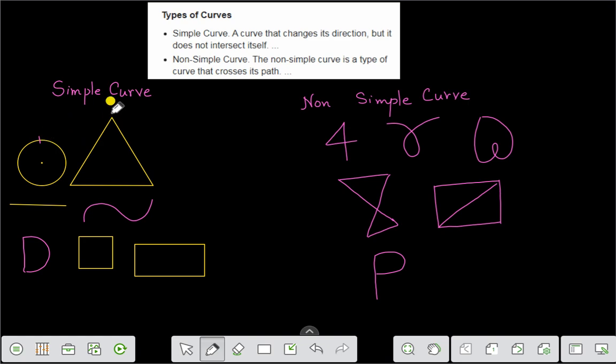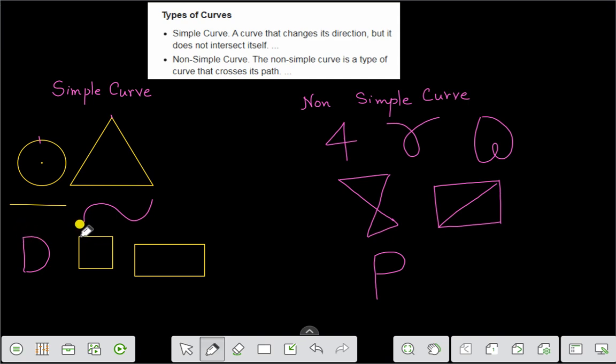We start from this point, it goes over here and again comes to this point. That means it is a simple curve because it doesn't cross its path. Or this line starts from here, makes this shape and comes to here. That means this is a simple curve. Here we start from here and come to here, and again to that point. That means this is a simple curve.